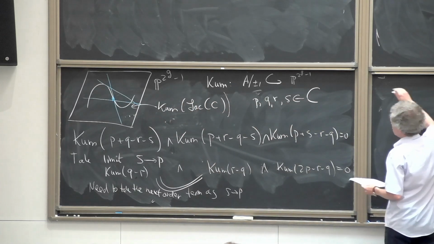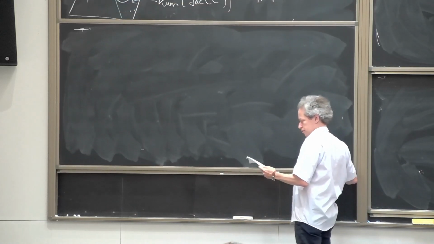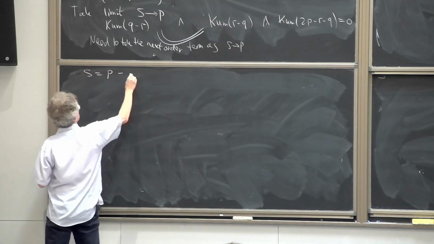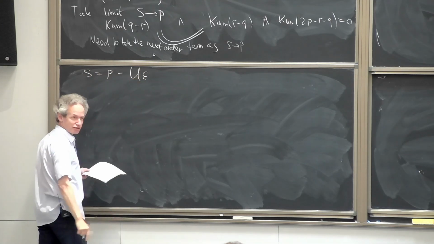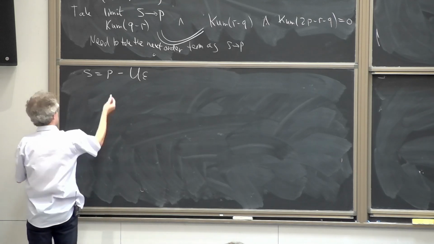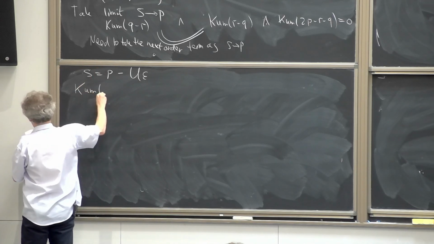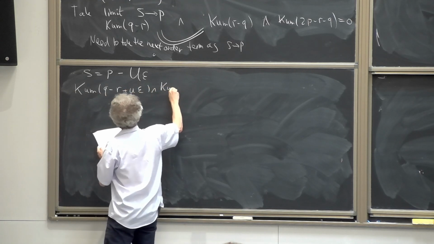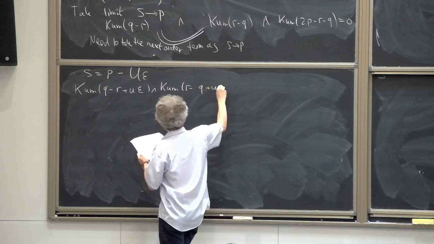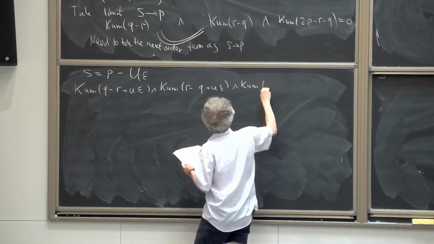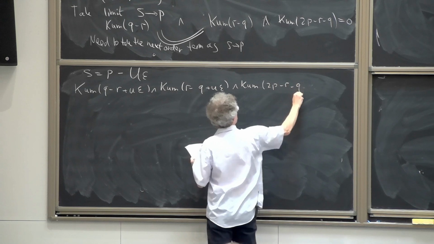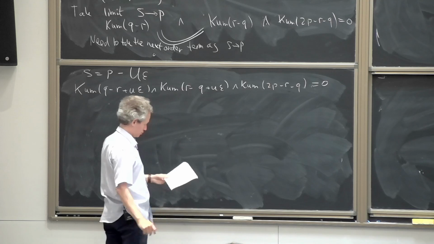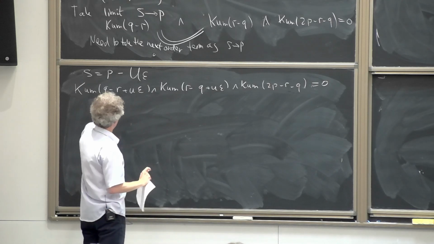So what I'm going to get is the following statement. So basically what I said is I'm taking S to be P minus U epsilon. That's a capital U. It's a vector U, right? So what this gives me is Kummer of Q minus R plus U epsilon, Kummer of R minus Q plus U epsilon, Kummer of 2P minus R minus Q. Here I'm going to drop the minus U epsilon is 0 because this certainly has a nice limit. I don't need to worry about that. Okay? So that's what I have.